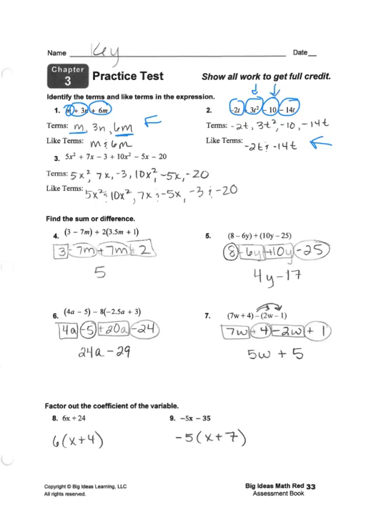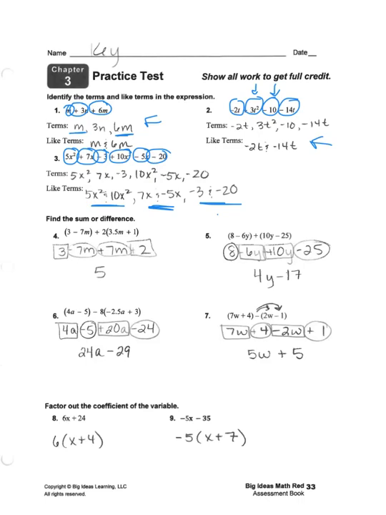In this last one, we have 5x squared, positive 7x, negative 3, positive 10x squared, negative 5x, negative 20. Those are all the different terms. So we have a bunch of different like terms in this one. We have 5x squared and 10x squared because they both have an x squared. We have a 7x and a negative 5x because they both have just an x. And we also have the negative 3 and negative 20. So those are all the different sets of like terms in here. We could combine them if we wanted to.